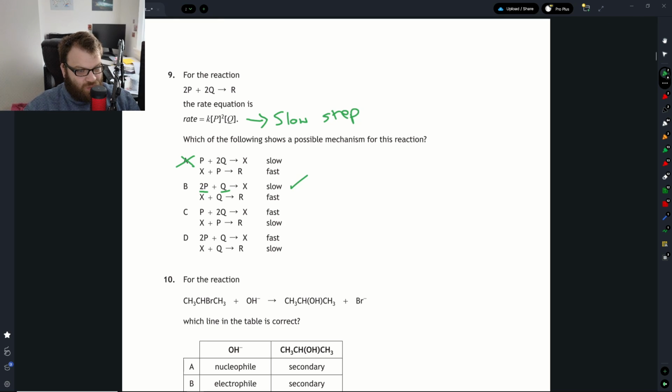We've got 1 P and 2 Q's in our fast step, 1 X and 1 P in the slow step. So that is incorrect. Then fast step we don't really care about. Slow step would be X and Q. Then that's incorrect. B is the correct answer. The rate equation represents this slow step in the reaction.